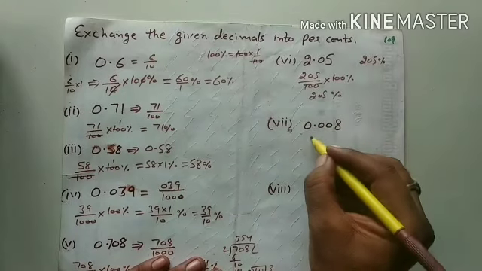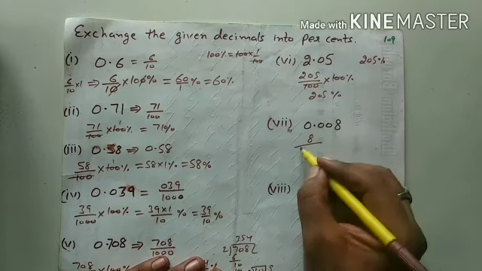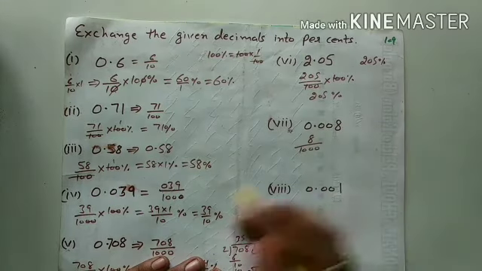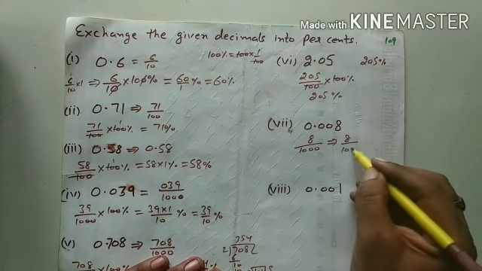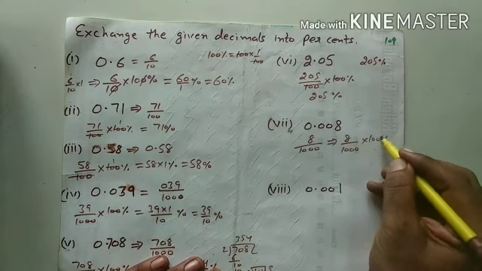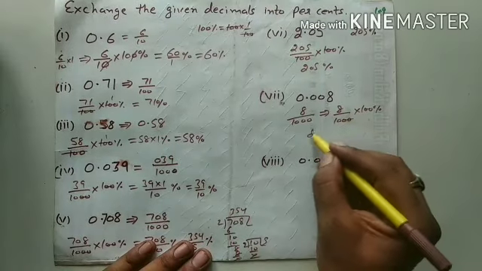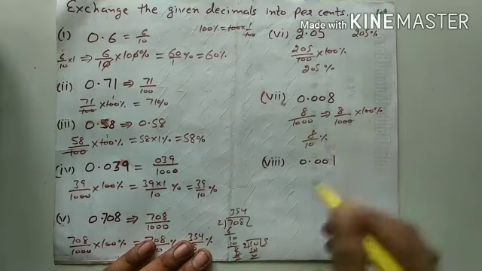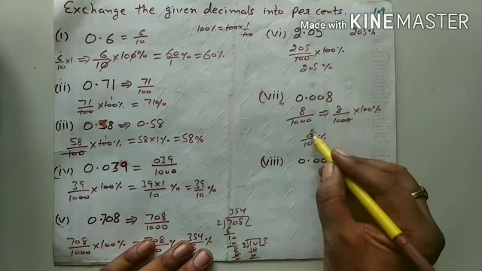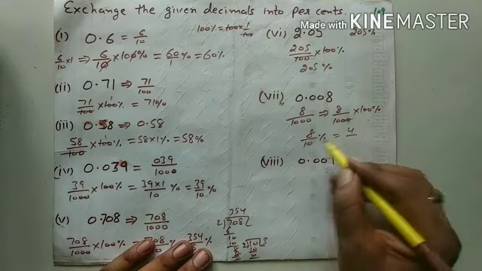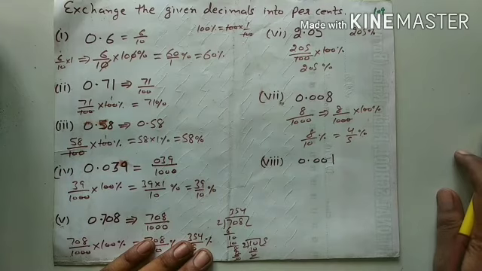Now 0.008. After decimal how many numbers are there? 3. So I will write 1000. Okay, so I will have to convert this into percentage. I will write 100%. Now cancel the two zeros with the two zeros. So 8 over 10%. Now 8 over 10 means both are divisible by 2. When 8 is divided by 2, the answer is 4. When 10 is divided by 2, the answer is 5. 4 by 5%. Okay student.